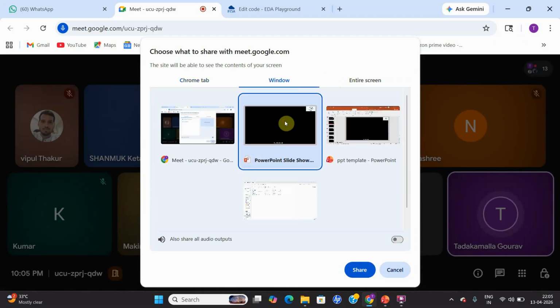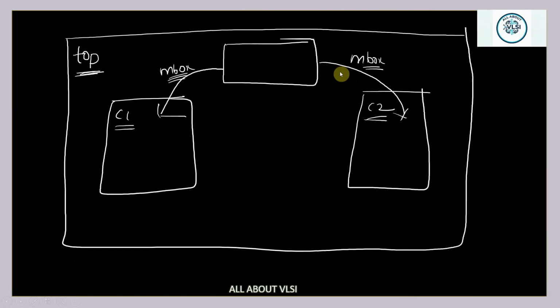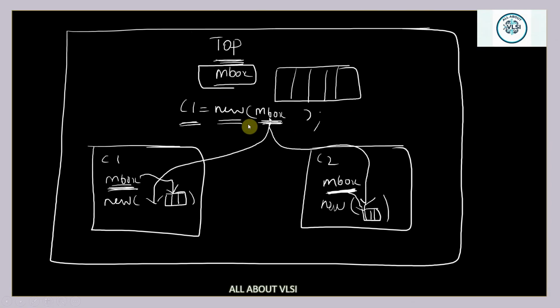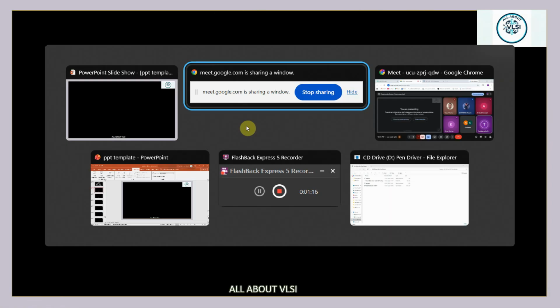Let me show you what we have discussed previously. So this is what we have previously discussed. We have declared the two modules where we have created the instance of the mailbox in the top module, and the C1 and C2 classes are pointing towards the mailbox instance created in the top module. And we are passing this mailbox instance to C1 and C2 using the new method. So this is what we have discussed in detail in our previous sessions, right?